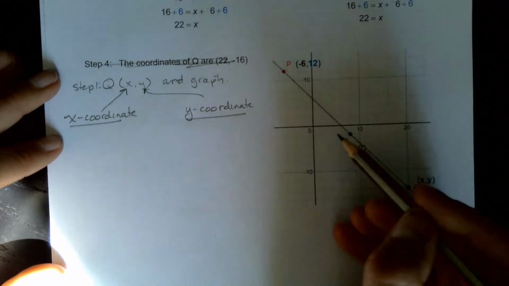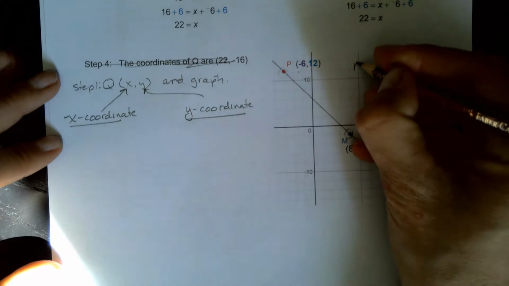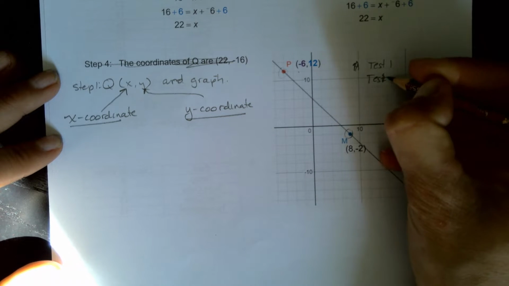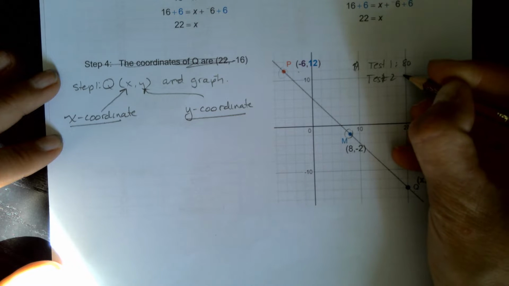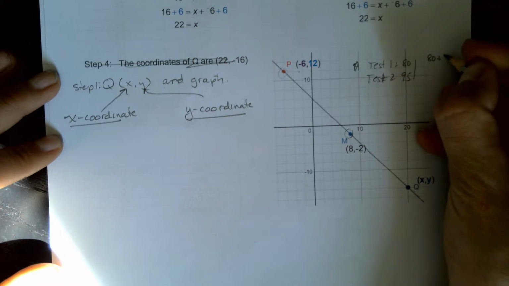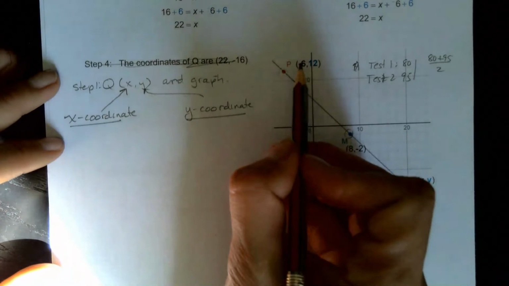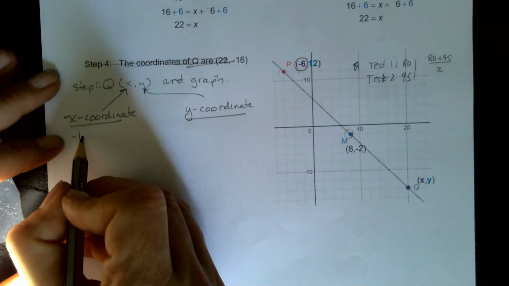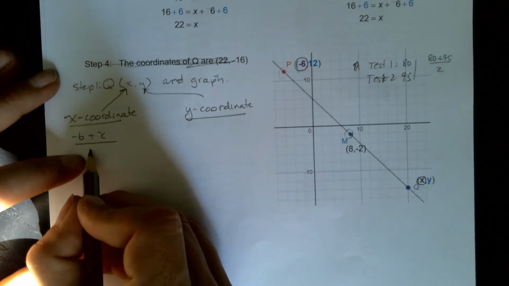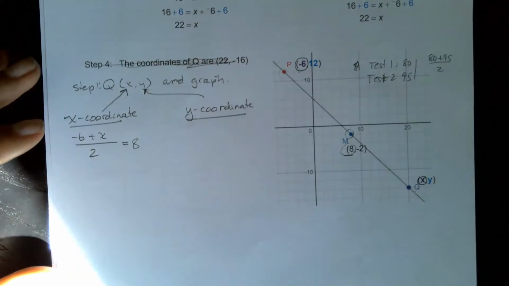Remember, when we had midpoints, we find the average of the points. Remember when you had test 1 and test 2: test 1 you got 80%, test 2 you got 95%. To find the average, you go 80 plus 95 divided by 2. We're going to do the same thing, but with the coordinates. So I'm going to do x: -6 plus x. It's okay, we don't know what it is. We have 2 points, so we divide by 2, and that has to be equal to the x coordinate of the midpoint.